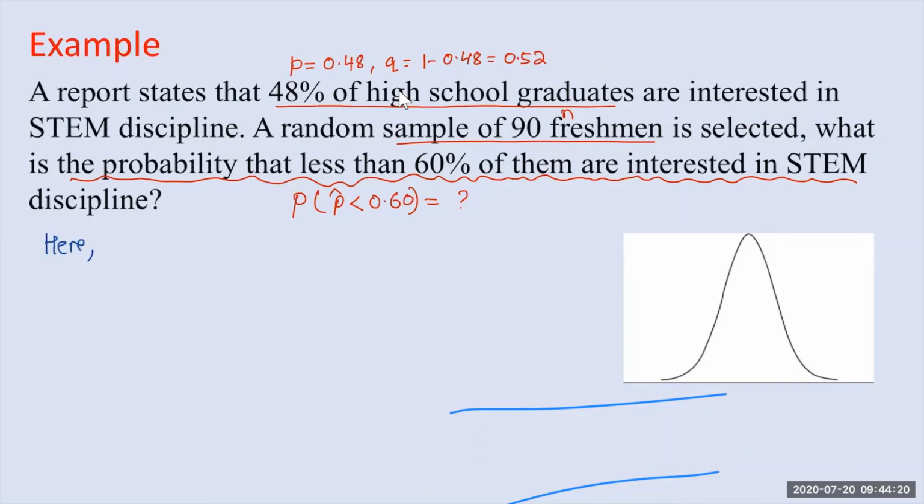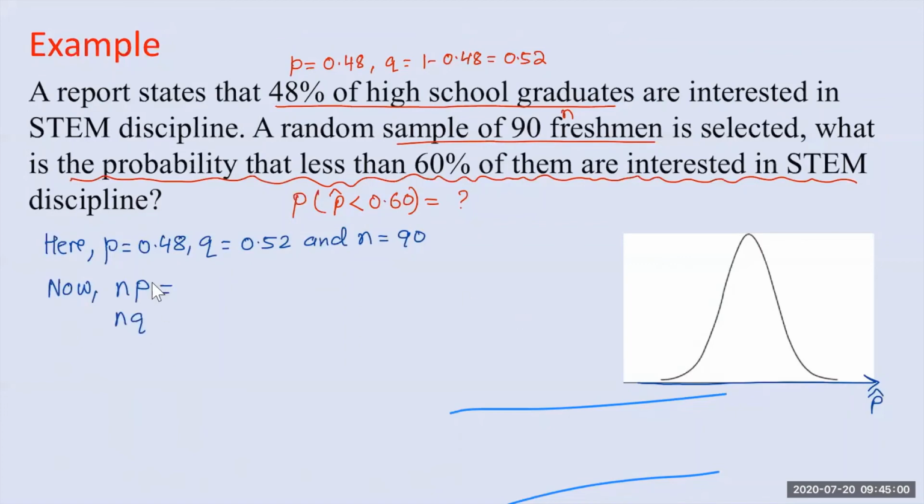So here your P is equal to 0.48, so your Q is 0.52, and the sample size is 90. Now we need to check whether the distribution of the proportion is normal. If I plot the P hat, the sample proportion, along the x-axis, we have to check whether this is normal or not. In order to find out, we need to check n times P and n times Q.